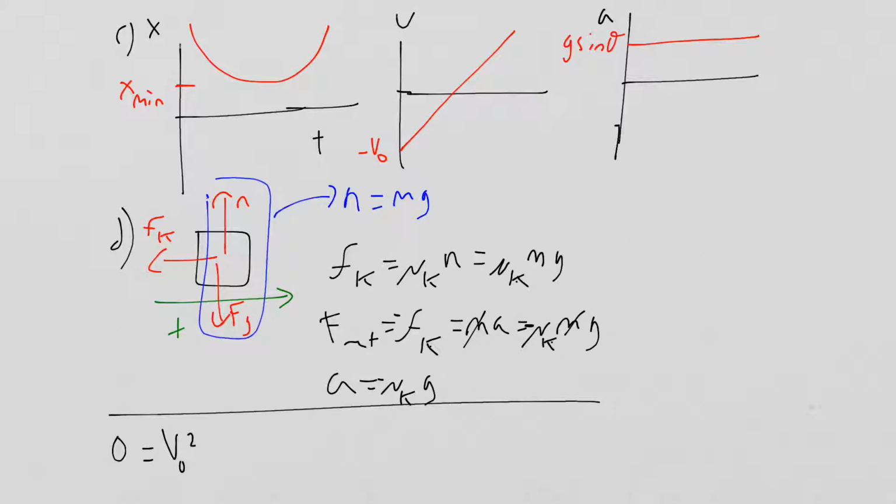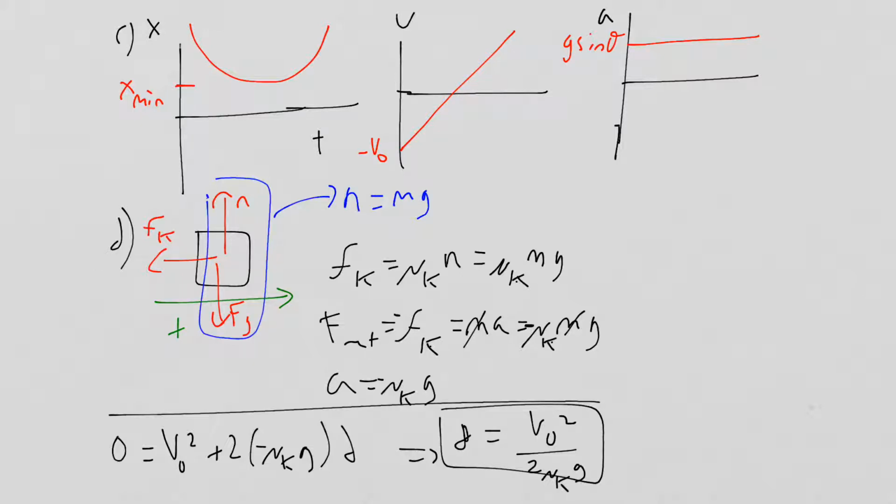So that's our initial velocity, and then plus 2 negative mu k g, that's the acceleration, and then the distance it travels, which is what we want to know, right there. And we just solve that for d, which is pretty simple. So we're going to get d equals v naught squared over 2 mu k g. Right? And so that's the answer to part D.